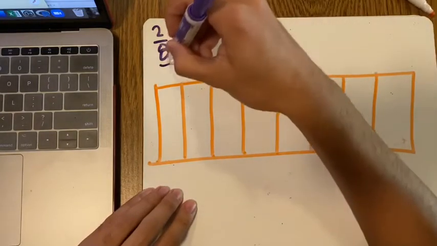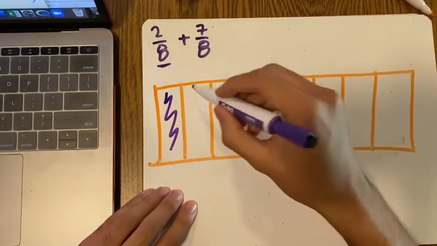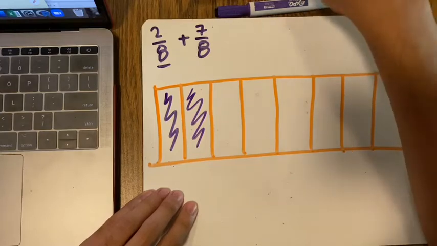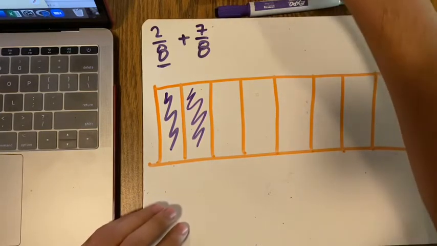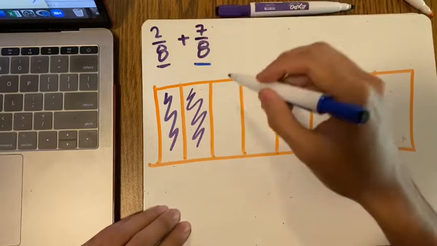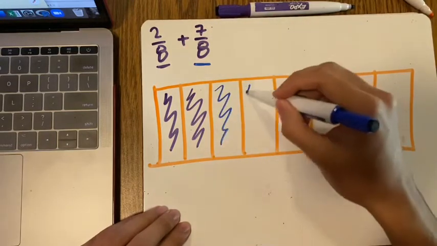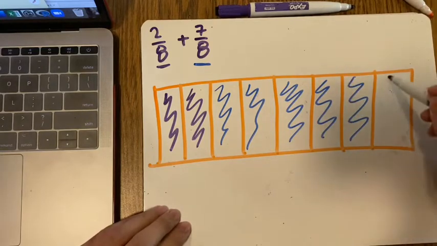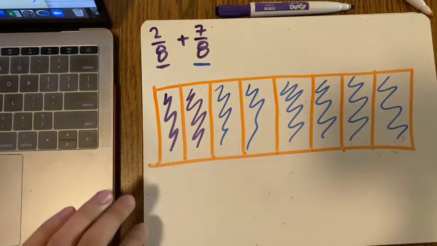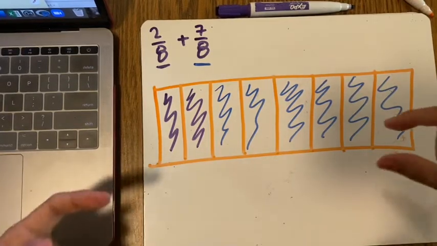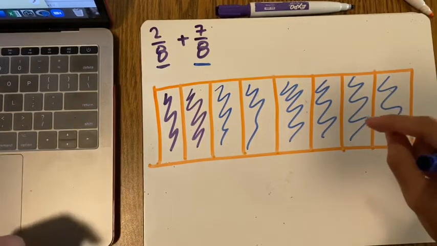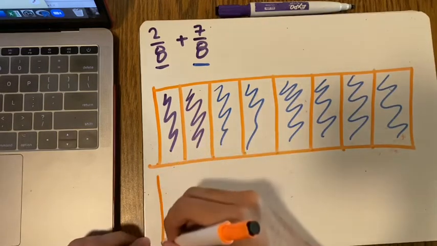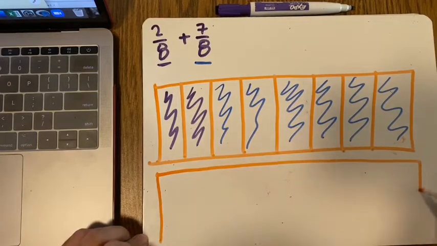I start off with 2 shaded in, and then I'm gonna have to shade in 7. So I have 1, 2, 3, 4, 5, 6. Oh no, I need one more to fill in. So what am I gonna have to do, everybody? Exactly, I'm gonna have to grab another box of 8.